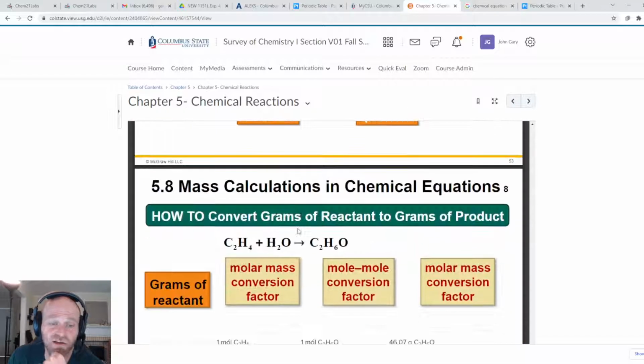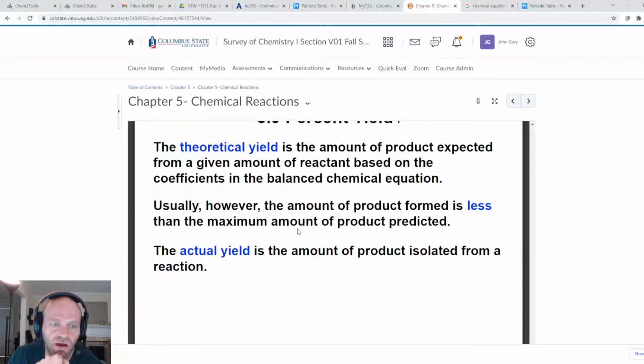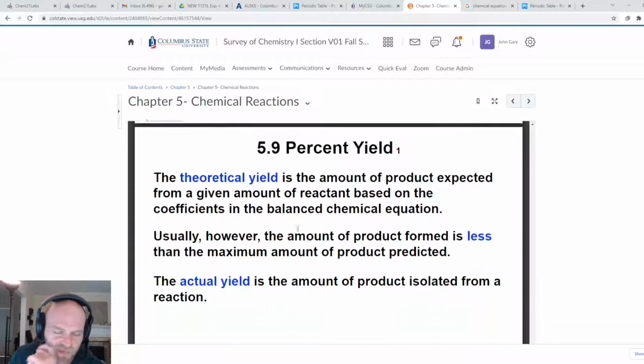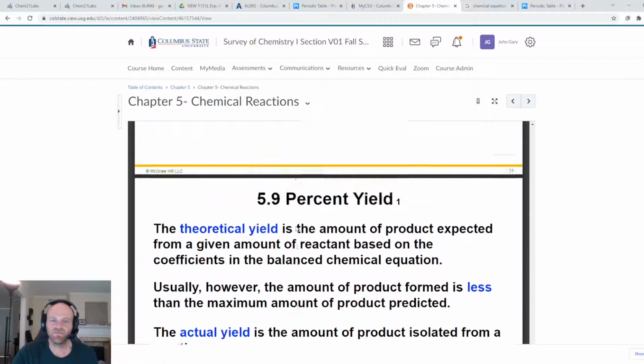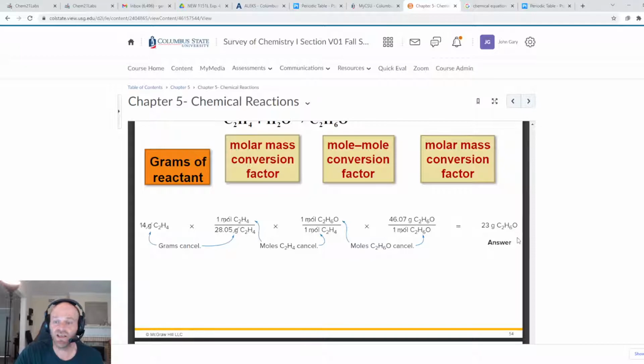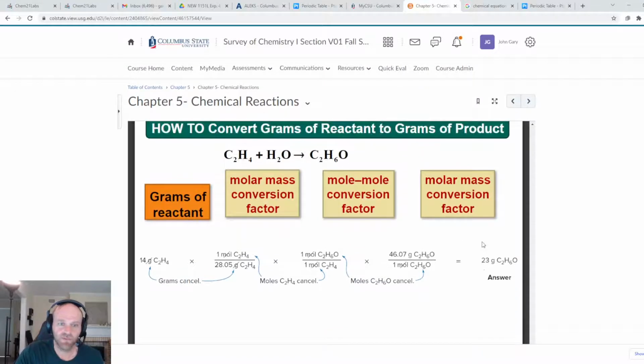Like I said, this is a long chapter. Oh, yield. Absolutely, yield. Okay, so the yield is how much we get out. For example, this was a reaction between ethane and water to create something else. The yield is how much product we get back.